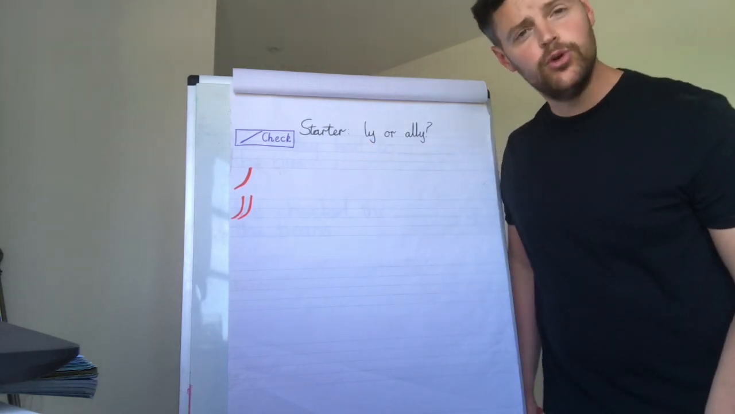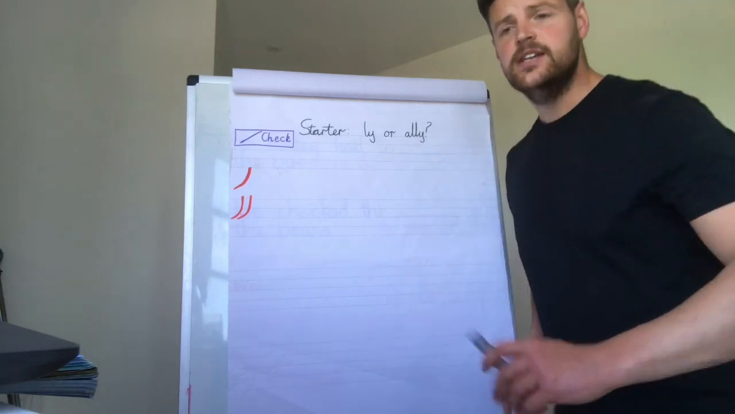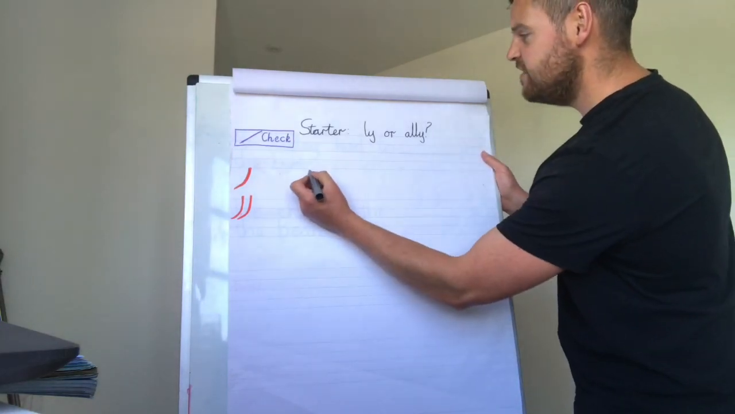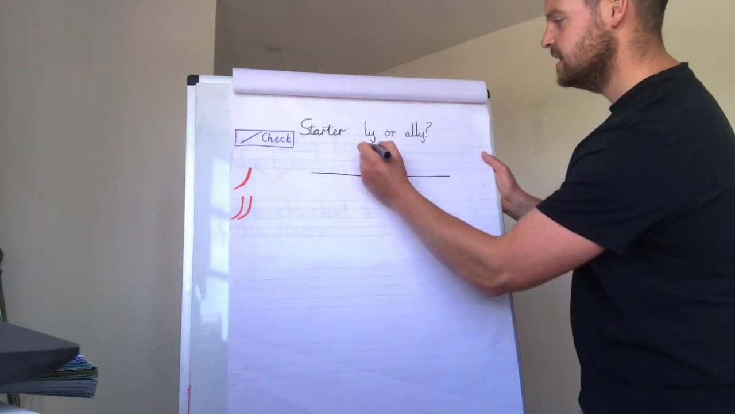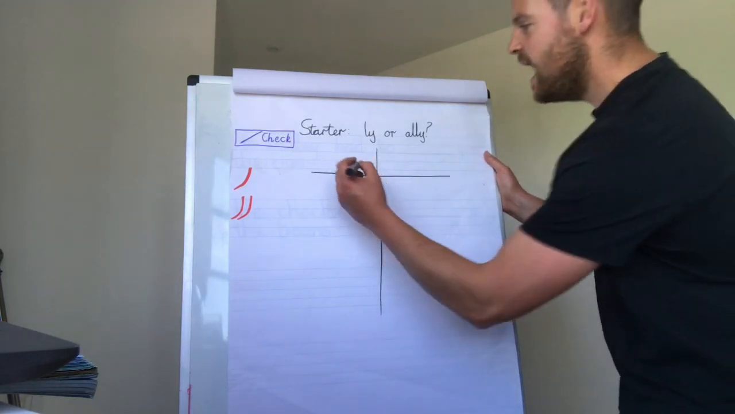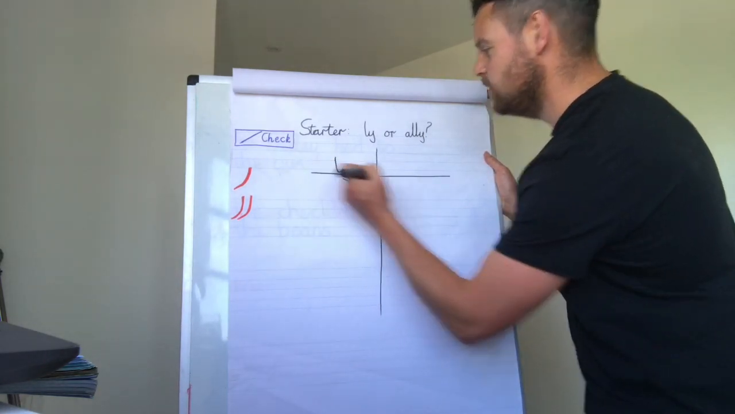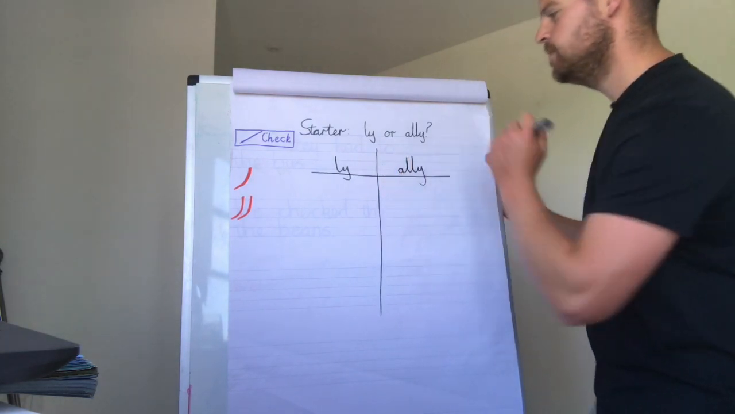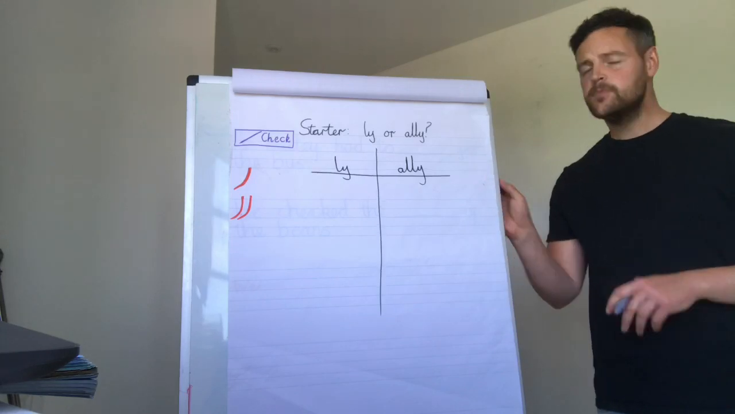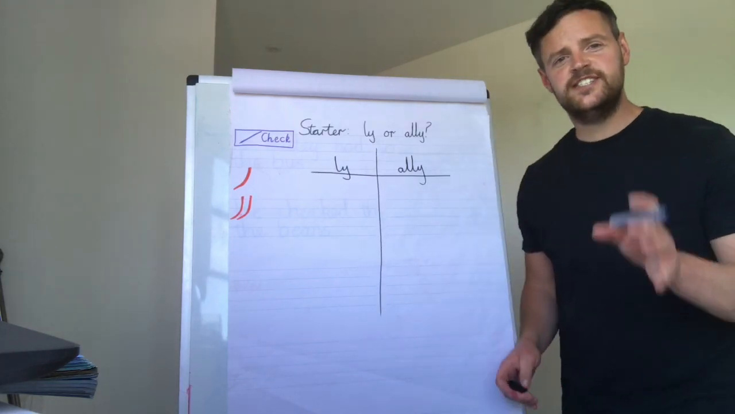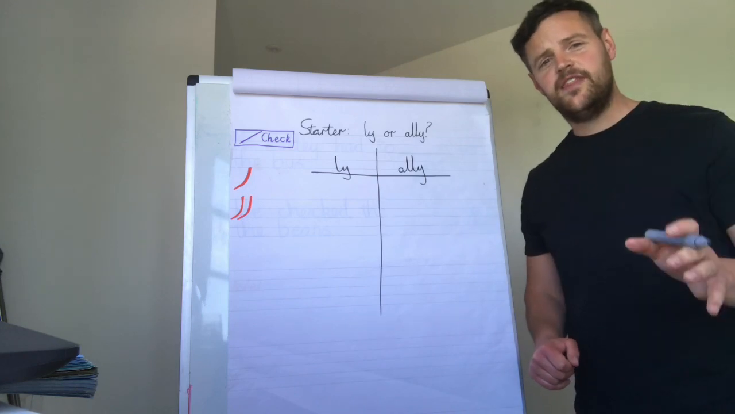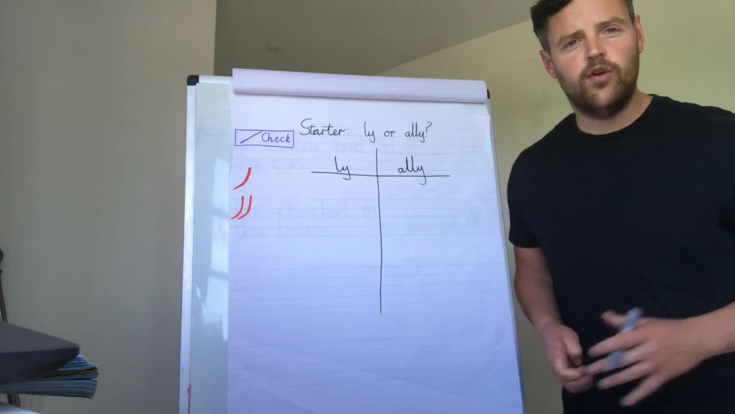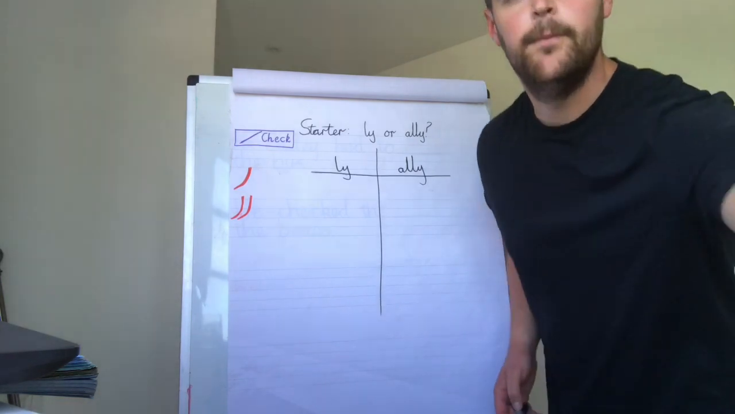Okay, so I'm going to give you some root words, and what I want you to do is to write down on your piece of paper or whiteboard a very, very simple table, like so. And I want you to write ly on that side and ally on this side. Okay? These are the words that I want you to consider, the root words, and think whether you need to add on ly or ally to form the new word. Here they come.